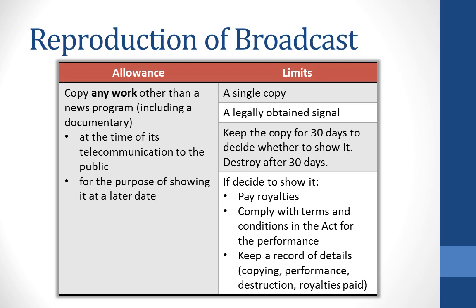Please note that a news program does not include a documentary program. A documentary program would fall under the second type of allowable broadcast reproduction, which refers to any work and has additional conditions and limits attached. Again, only a single copy can be made, and the broadcast signal used must not be an infringing one. The copy can be kept for 30 days while we decide whether to show it. After 30 days, if we have not shown the copy, it must be destroyed. If we decide to show it, permission must be obtained and royalties paid, and a record must be kept of all the details of the process.